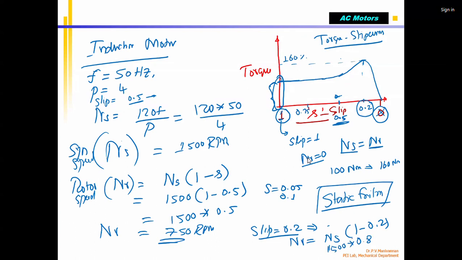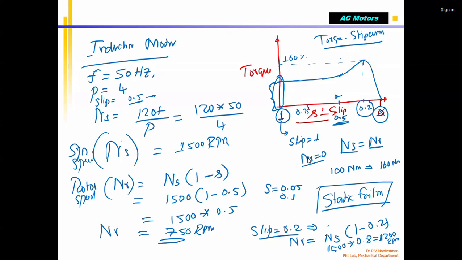Right? So if you compute, 1500 multiplied by 0.8, 1200 RPM. So that means this is a light load condition. The motor may be running at 1200 RPM, depending upon the load. Okay, so this is how you compute.